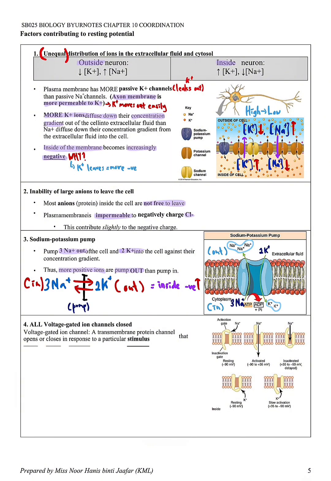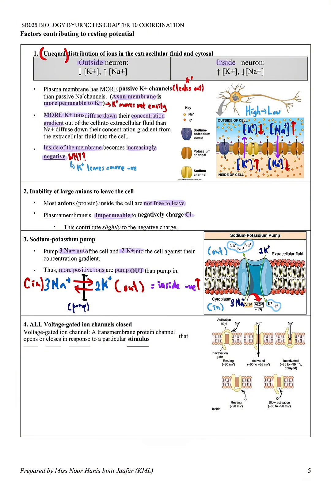We will move on to the factors that contribute to the resting potential. As we know, resting potential means that the inside of the cell is more negative than the outside of the cell. The first factor that contributes to the resting potential is the unequal distribution of ions in the extracellular fluid and cytosol. As you can see here, outside of the cell has a lower concentration of K+, while the concentration of Na+ is higher, and inside of the cell has a higher concentration of K+, while the concentration of Na+ is lower.